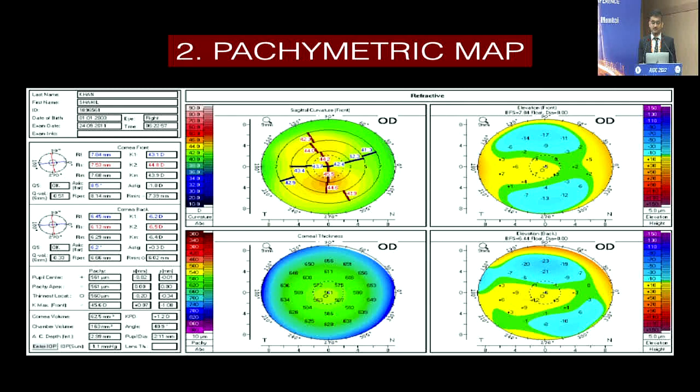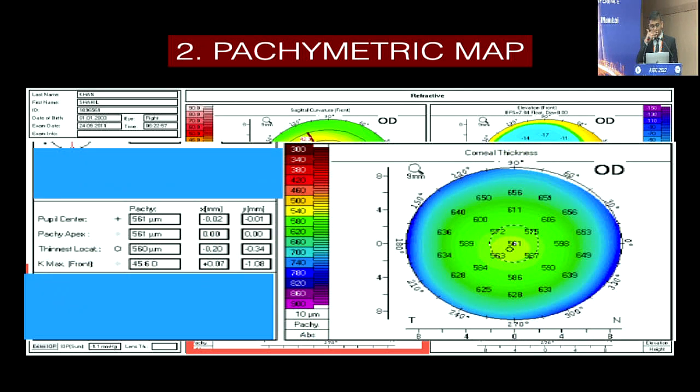And the next important thing is the pachymetric map. The pachymetric map essentially will give you 2 things. It will give you a map, which will basically give you a point-wise representation of the corneal thickness. And on the left side, you will get the dimensions of the 3 important parameters: the thinnest local, pachy apex, and pachy at the central most point of the pupil.